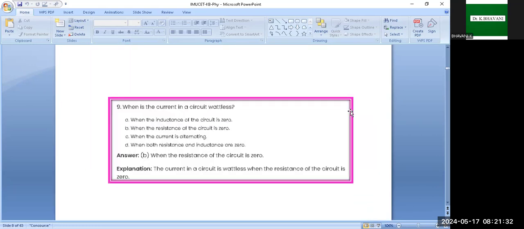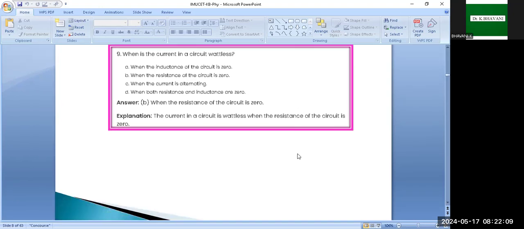Moving on to the next one. When is the current in a circuit wattless? The correct answer is when the resistance of the circuit is 0. Because the current in the circuit is wattless, the resistance is also 0.